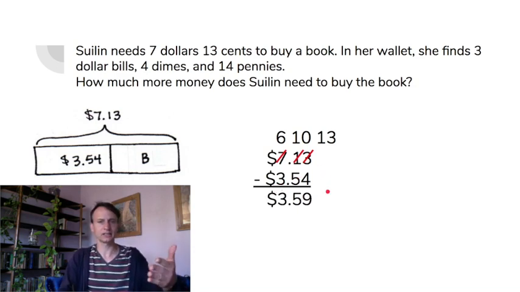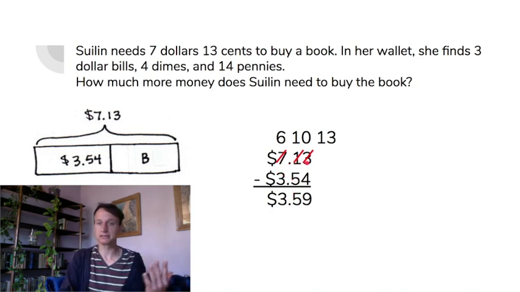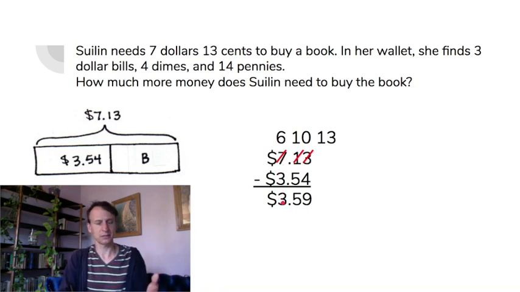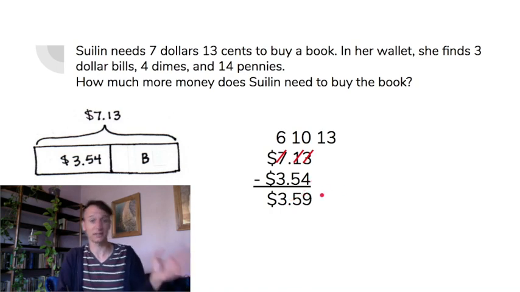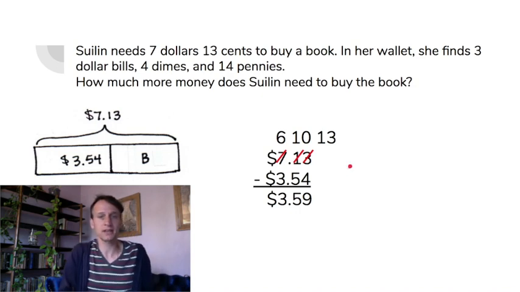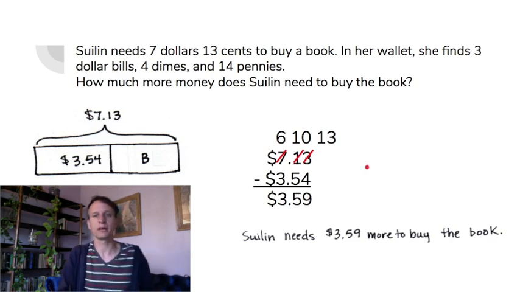Ask yourself, does the answer make sense? You might even see that this is about $3.50, which doubled would be 7. So 3.5 and 3.5 make 7. Or if you just rounded, this would be 7 minus 4, and we get 4. It's close enough, right? Okay, we're in the right ballpark. If you got something like $35, you know something's wrong. All right, so then all we need is a statement saying, Sulin needs $3.59 more to buy the book. Okay, so far pretty straightforward.